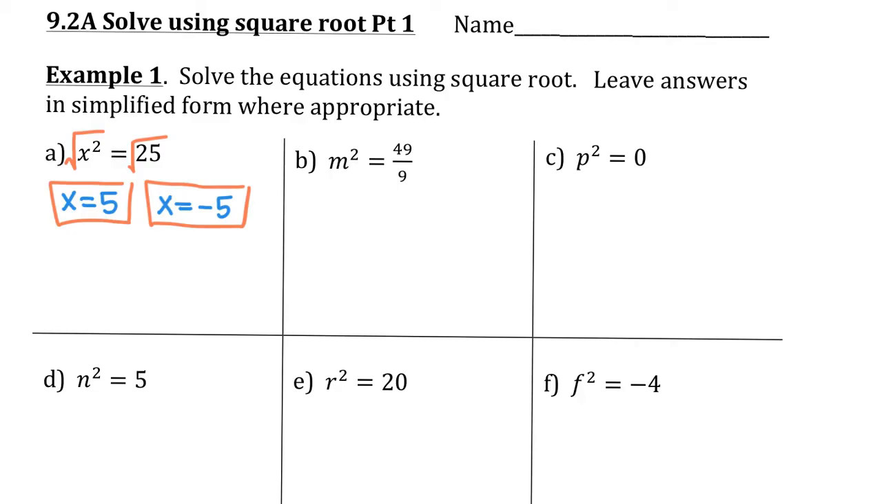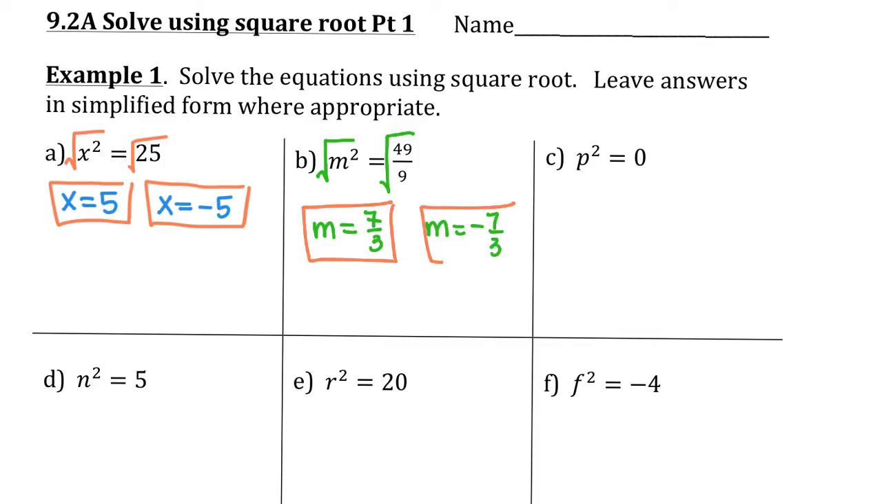So let's look at B. I see m to the second equals 49/9. I want to get the m by itself, so to cancel the square, I will square root the left side. If I square root the left side, I need to also square root the right side, which tells me that m is, the square root of 49/9 is 7/3. So that's one of my answers, but because I know if I square a negative, I also get the same answer, I need to give a second answer. That's because if it was squared to begin with, I'm going to get two answers. So my answers are m is positive 7/3 and m is negative 7/3.